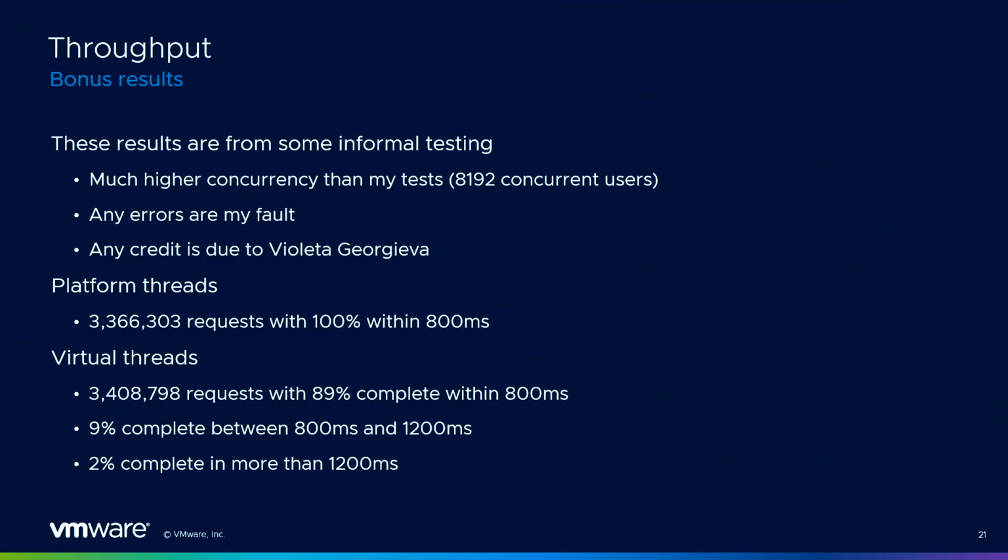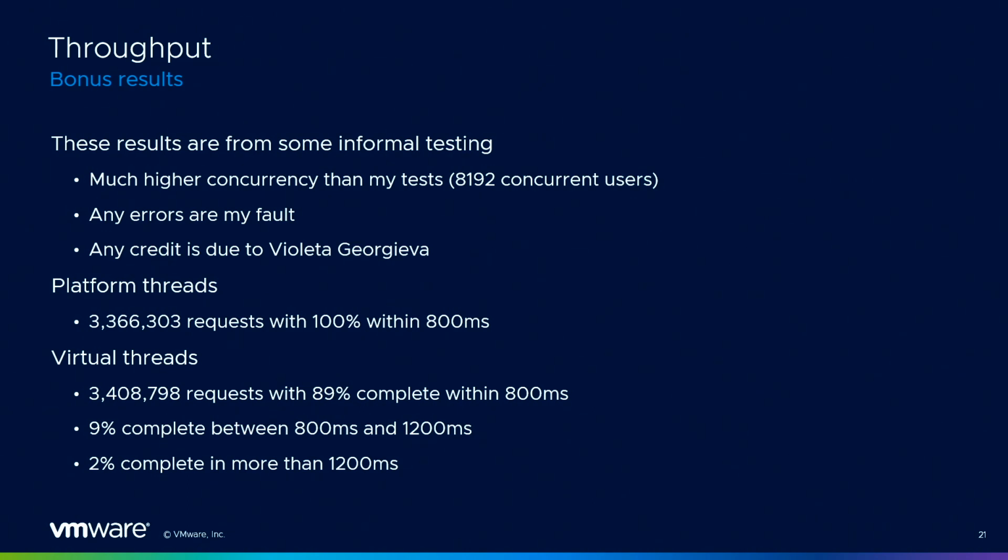Exactly the same system, just switched it to virtual threads. We got the higher throughput, about 3.41 million requests, so about an extra 1%, just over. But because of the work stealing queue and things being slightly out of order, we had the impact on latencies. So now only 89% of our requests completed within 800 milliseconds. 9% of them took between 800 and 1200, and 2% took over 1200 milliseconds.